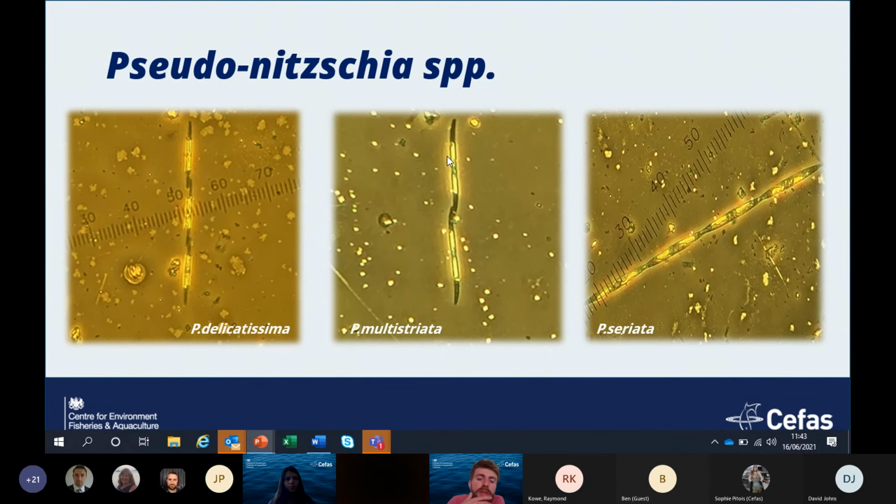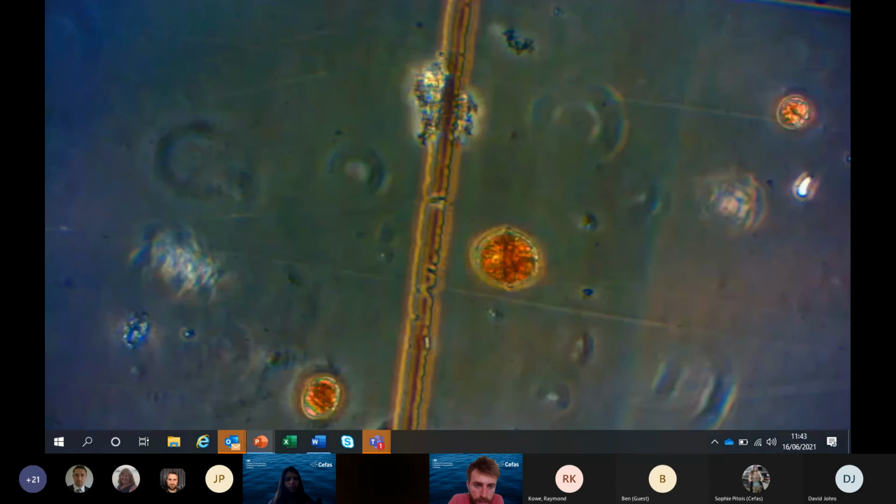Now, these produce toxins that can lead to something called amnesic shellfish poisoning, which in serious cases can lead to memory loss and various other symptoms. And they're really quite common. But luckily, you need quite high numbers of cells for it to pose a problem. So those are some of the main toxic groups that we look for when we're analysing phytoplankton.